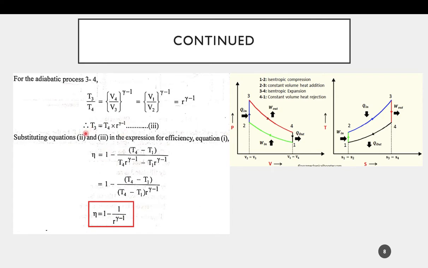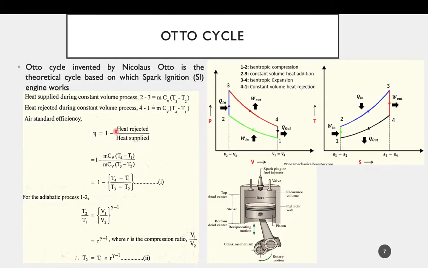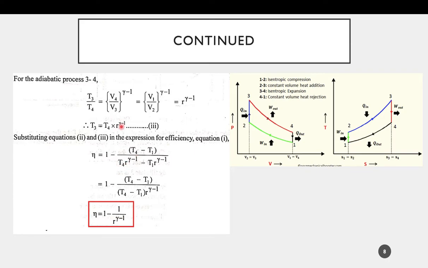So we got an expression for T3 in terms of T4 and T2 in terms of T1. You can substitute in this expression. Instead of T2, you can substitute T1 into R raised to gamma minus 1, and instead of T3, you can substitute T4 into R raised to gamma minus 1. R raised to gamma minus 1 is a common term. So taking R raised to gamma minus 1 outwards, you have T4 minus T1 in numerator and denominator. Cancel that and you will get efficiency of Otto cycle is equal to 1 minus 1 by R raised to gamma minus 1.